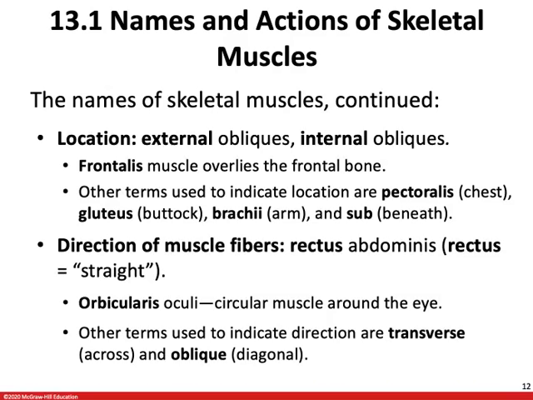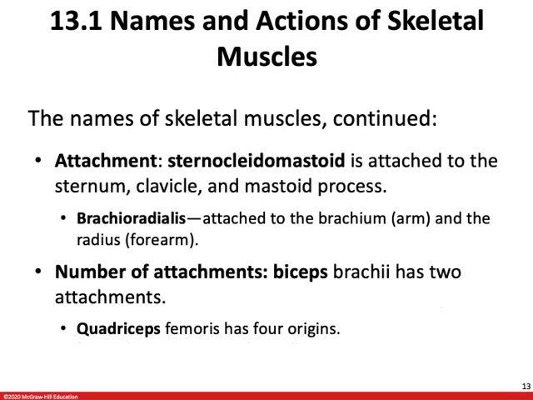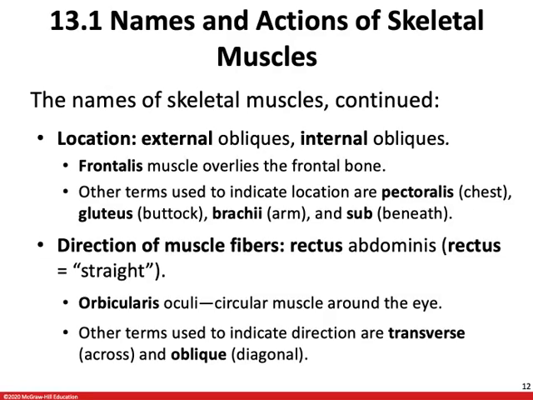So we're going to pick up where we left off with the names and actions of the skeletal muscles. Like I said, the skeletal muscles may also be named for their location. So, for example, the external obliques and internal obliques are named for whether they are located externally or internally. Frontalis is the muscle that overlies the frontal bone.